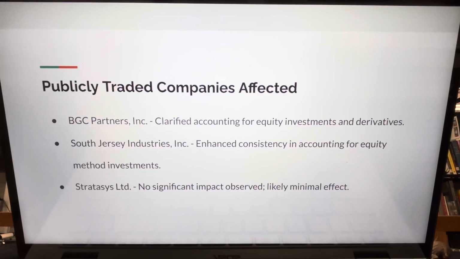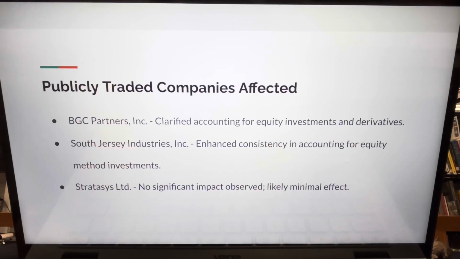The second company we looked at was South Jersey Industries Incorporated. As an energy service holding company with investments in various ventures, SJI's accounting for equity method investments and related derivatives fall under the purview of ASU 2020-01. For them, this enhanced consistency in accounting for equity method investments.